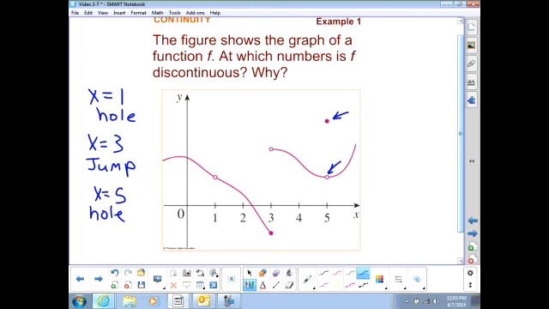Essentially, the first one, x equals 1, breaks our first rule. It's not defined at x equals 1. At 3, we break the second rule. The limit as x approaches 3 does not exist. And the third one, x equals 5, breaks our third rule. The limit is not equal to our y value at 5.